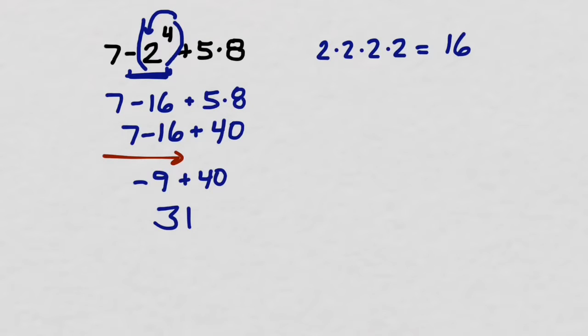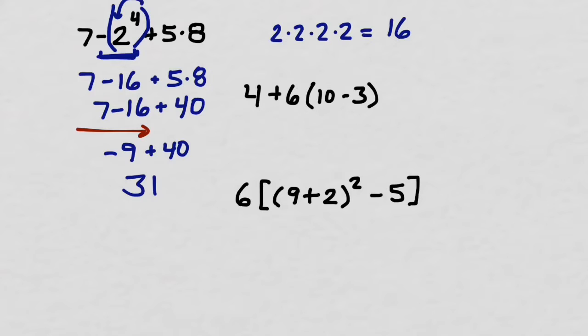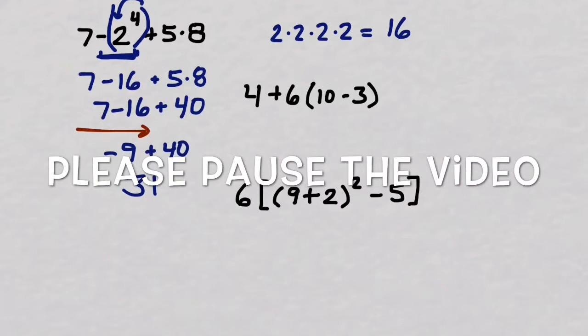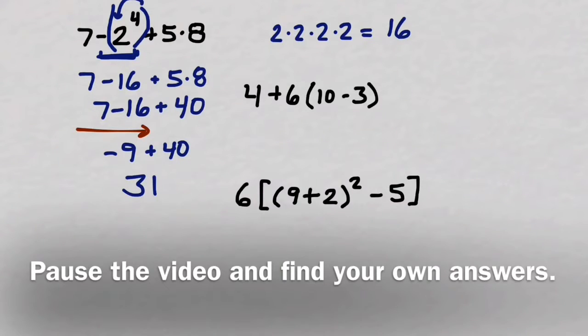So what I'd like to do is give you a couple of examples, and I encourage you to pause the video and try to work out the solutions on your own, and then I'll explain them in just a little bit. The two examples are 4 plus 6 times (10 minus 3), and 6 times 9 plus 2 to the second power minus 5. So do take a minute, pause the video, try to work out the answers on your own, and then we'll work it out together in just a little bit.